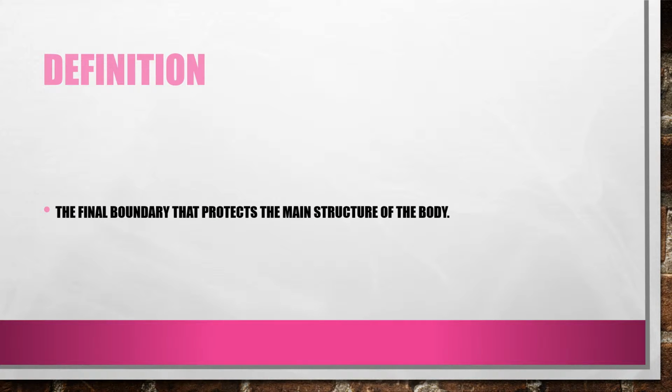So the definition of lines of resistance is the final protection or boundary that protects the main structure of the body. So that being said, it is the last hope because if it gets broken through, it is all downhill from there. If the boundary gets broken, there's nothing left. So the main structure is visible to all the bad, and it will attack it and break it completely down.